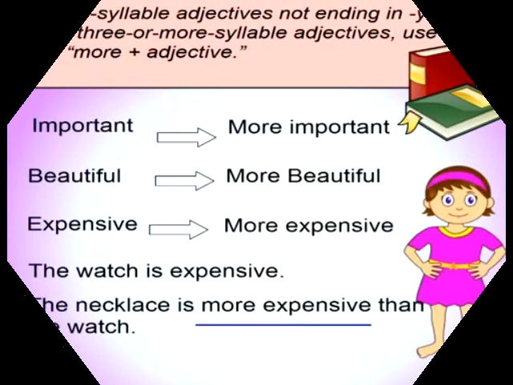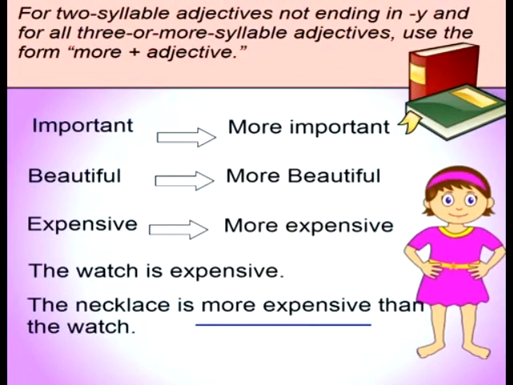Now for the two syllable adjectives not ending in y, and for all the three or more syllable adjectives, we use more plus adjective. So you should look for two things. It should be a two syllable adjective not ending with y, or it should have three or more syllables. Important, more important. Beautiful, more beautiful, just add more and then the adjective. Expensive, more expensive.